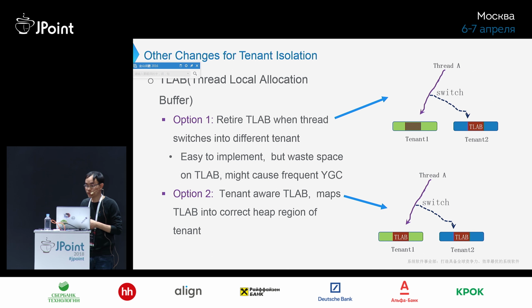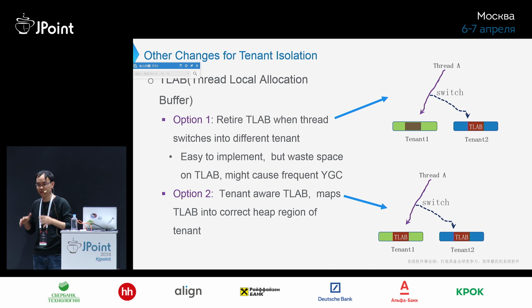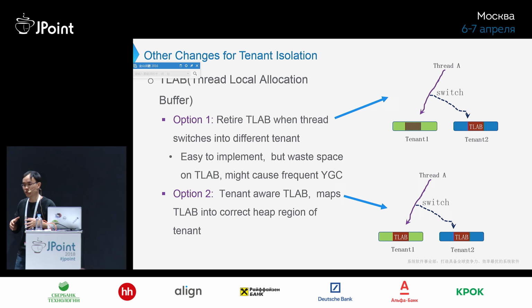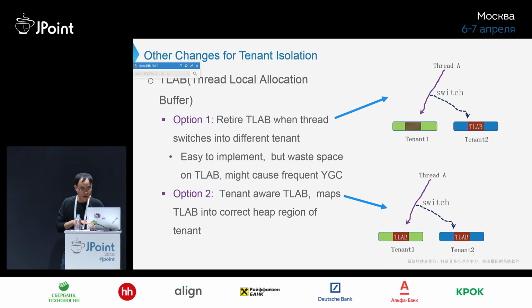Option 1: when thread A switches from tenant 1 to tenant 2, we just retire the old TLAB and then recreate a new one in tenant 2. This option is relatively easy to implement, but it wastes space in the TLAB. That's the problem. Option 2 is a little more complex. We make TLAB tenant-aware. It means we maintain multiple TLAB buffers for the same thread. When thread A switches from tenant 1 to tenant 2, we just need to remap the TLAB buffers to use the one which has been created in tenant 2.